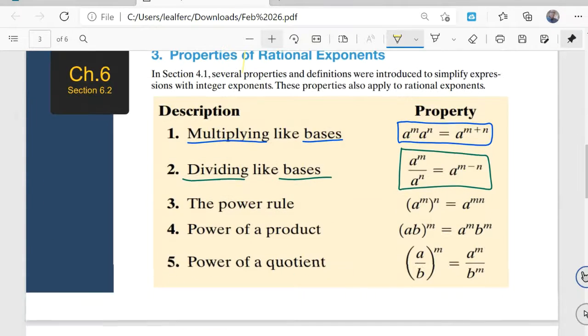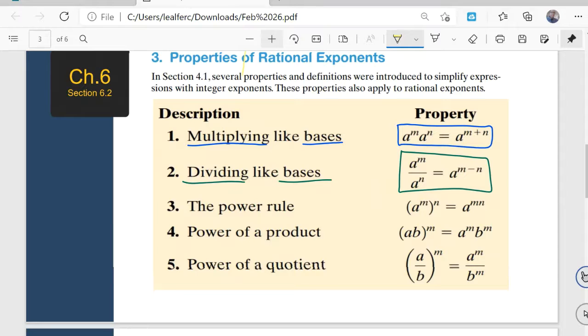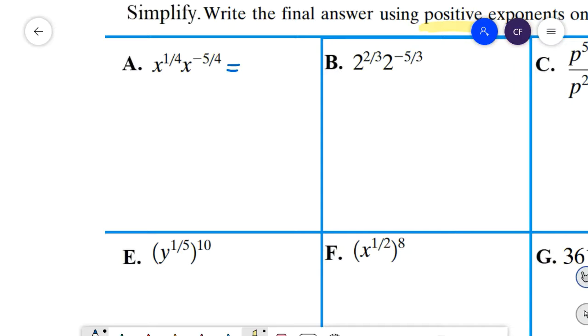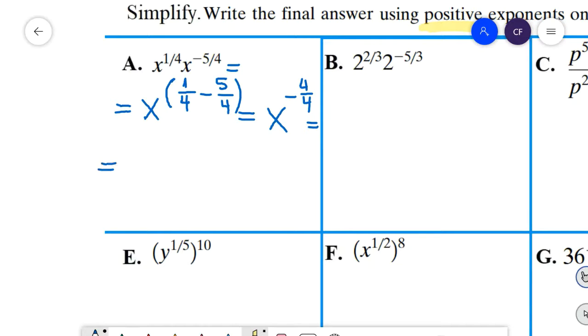Multiplying like bases, what should we do? We should add the exponents. So go back to the quiz. We will add exponents. So it's x, the like base is x, exponent 1 over 4 minus 5 over 4. That means x, this is equals to x, 1 over 4 minus 5 over 4 equals negative 4 over 4, right? And that means this x negative 1. X to the power of negative 1.